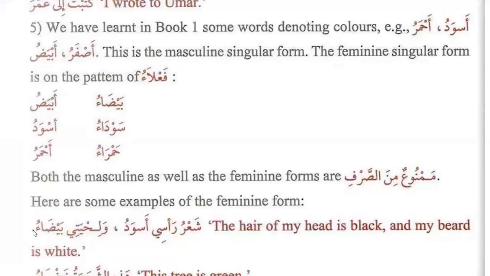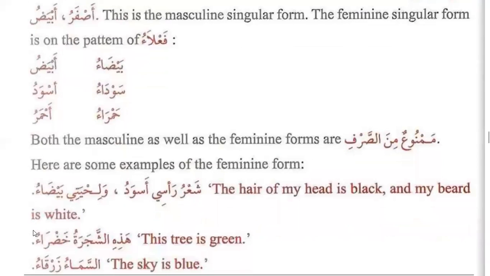Point number 5. We have learned in book 1 some words denoting colors, for example, aswadu, ahmaru, asfaru, abyadu. This is the masculine singular form. The feminine singular form is on the pattern of fa'la'u: abyadu, baydau; aswadu, saudau; ahmaru, hamrau. Both the masculine as well as the feminine forms are mamnu min as-sarf. There are some examples of the feminine form.